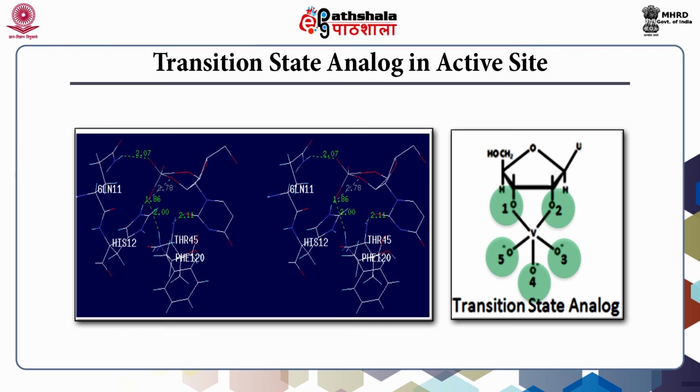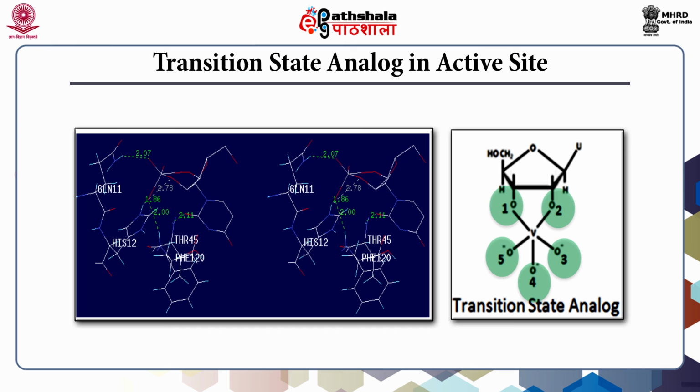The side chain of histidine 12 acts as an acid-base catalyst for this reaction. The side chain of histidine 12 also stabilizes the oxygen at ribose ring position 2, that is the second oxygen in the cyclic transition state. This binding helps in the formation of the cyclic transition state. The third oxygen in the transition state analog is not bound to any of the side chains. The side chain of histidine 12 also forms a hydrogen bond with the 4th oxygen in the cyclic transition state analog.